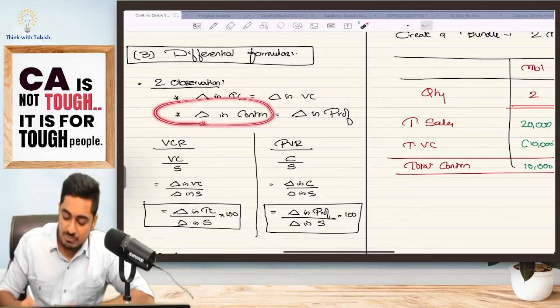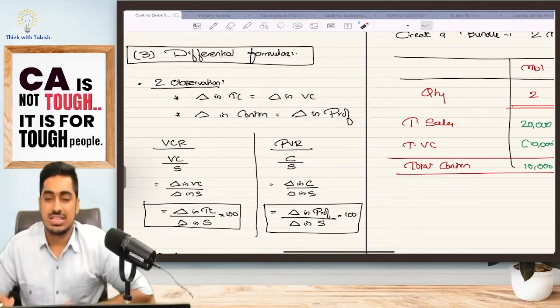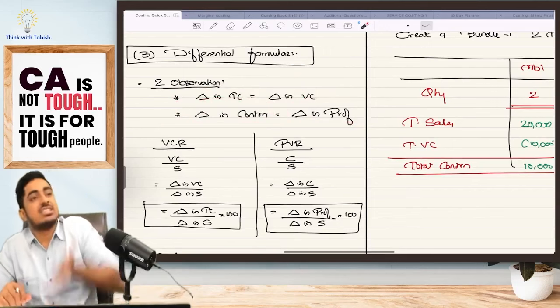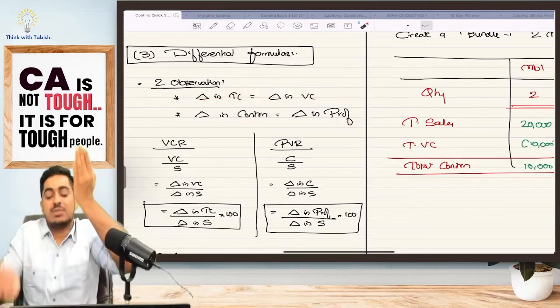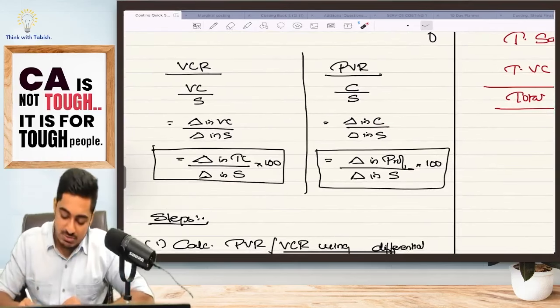The second observation is that change in contribution will be equal to change in profit. Again, because my fixed cost change is going to be 0. If I get 5 lakh extra contribution, it means I've got 5 lakh extra profit. Yes or no, everyone? Perfect. Based on that, we've derived two different formulas.